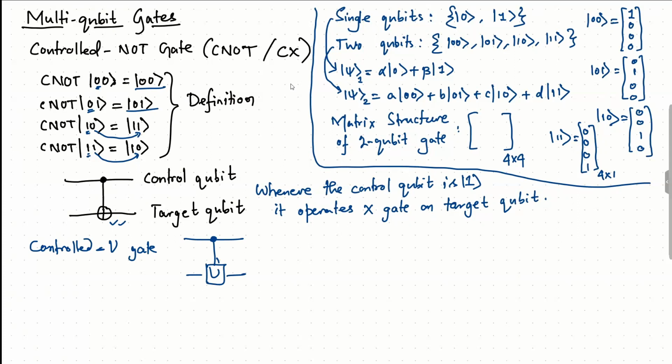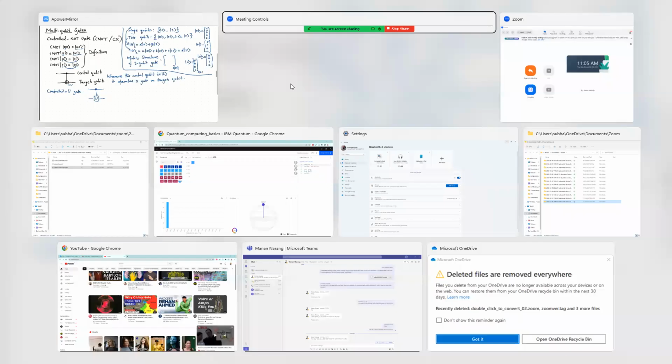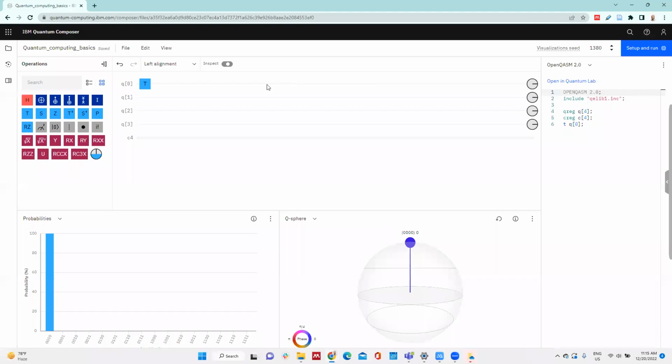Okay, so let's see how this happens in our IBM Quantum Composer. Both our qubits are now in state 0. Let's say we are talking about Q of 0 and Q of 1. So this is the control NOT gate, and now I put it here. Okay, so we can see that the state is now at 0, 0.